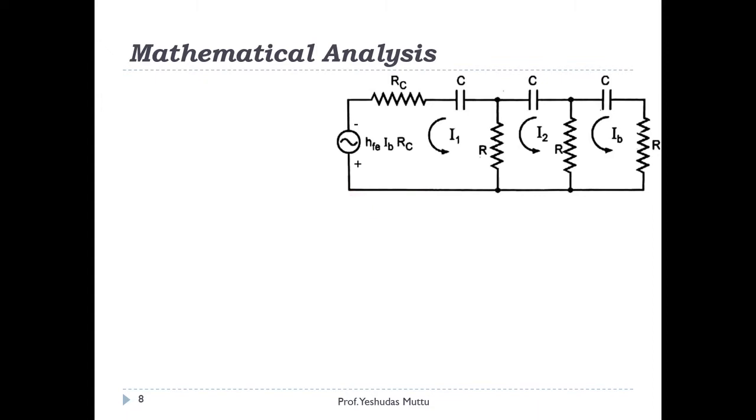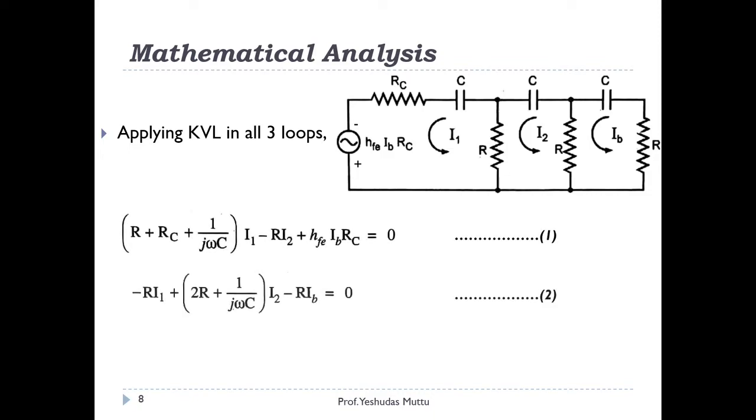Now what you are supposed to do over here is apply KVL in each loop. Apply KVL in each loop, and then get 3 equations. You are going to get 3 equations like this. I have not solved over here because KVL is quite common. You are supposed to solve it by yourself. Please check whether you all are getting this.